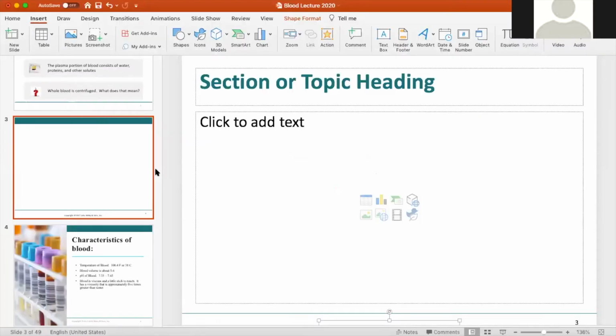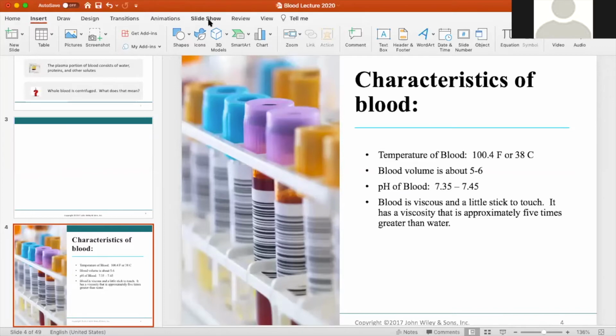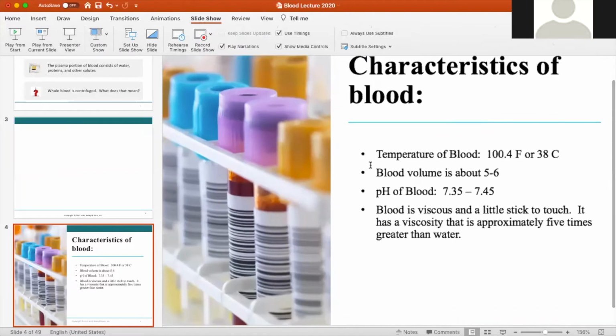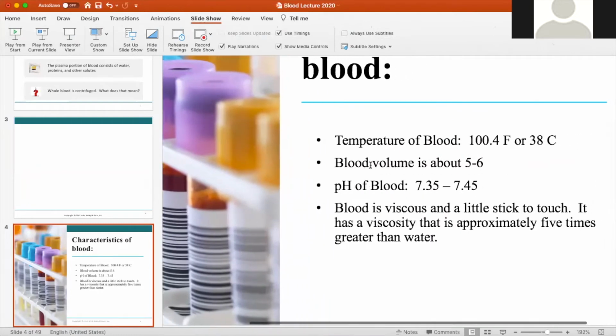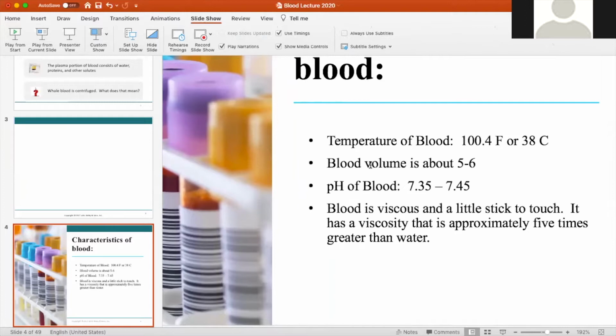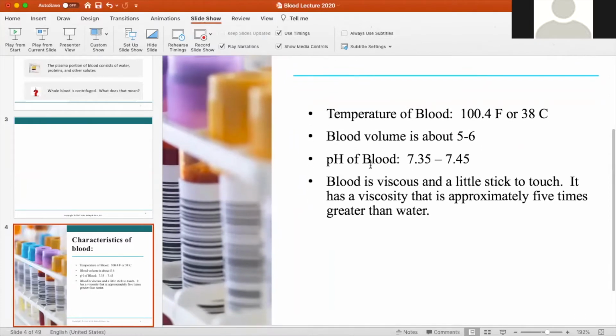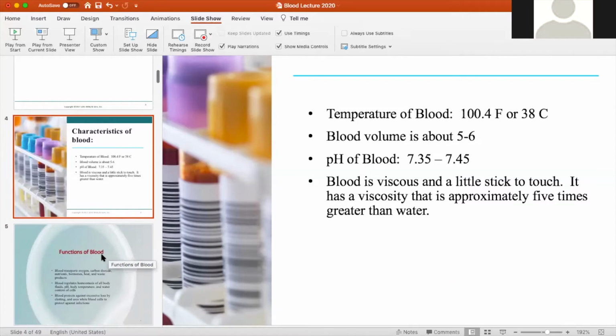Okay. So when we look at the characteristics here of blood, and we go back to our slideshow, we see that we have that balance there, 7.35 to 7.45. We know that blood is viscous and a little bit sticky, all right? So it has a viscosity that is about 5 times greater than water. So when you're thinking about the viscosity of something, you're thinking of the thickness. So we know blood is thicker than water, right? That's in a song. Okay.